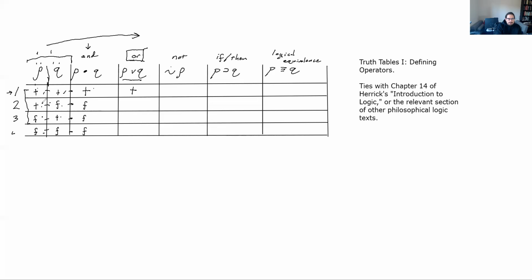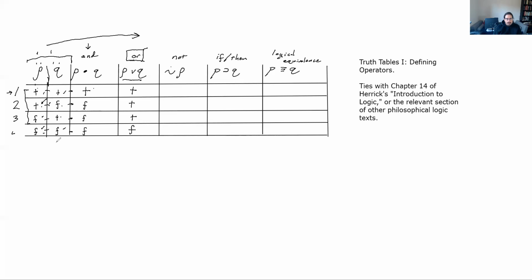Row 2, P is true and Q is false. Again, it fulfills the condition of at least one of them being true, so this is true as well. Next, P is false, Q is true. Again, we have at least one of them being true, so this is true. And finally, P is false and Q is false. Now, for the first time in this column, for the or, we see the condition not being fulfilled. Neither one of them is true, and therefore we would consider P or Q to be false when both P and Q are false. Simple as that.